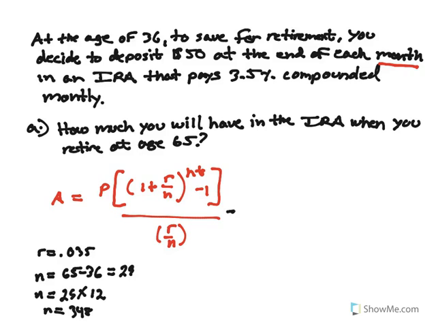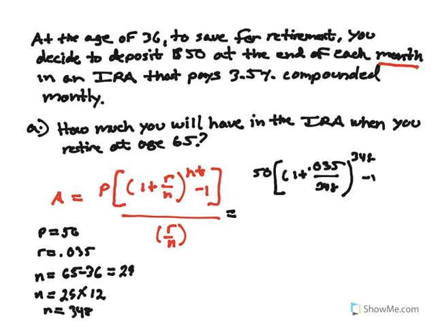All right, let's go ahead and do this. So we know the initial value P, we could put that down here. P is going to be 50. So we have 50, and we're going to multiply that by 1 plus, now r is 0.035. We're dividing that by n, raised to the 348 power, subtract 1. And then r is 0.035 divided by n.